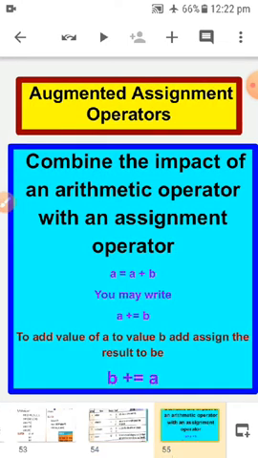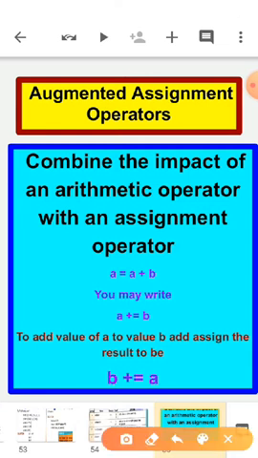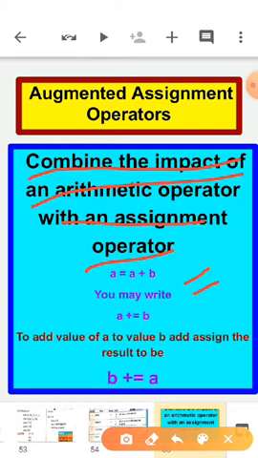Okay, now next topic is about augmented assignment operator. See, this is a very interesting topic, children. Let's see what is so interesting about this topic. It combines the impact of the arithmetic operator and the assignment operator. Now first you need to understand what is assignment operator. Assignment operator is this equal to operator. If I am writing a equal to 5, how am I going to read this sentence? A is assigned the value of 5. So this is the assignment operator.